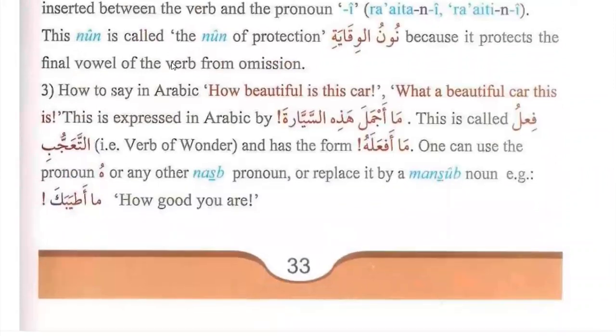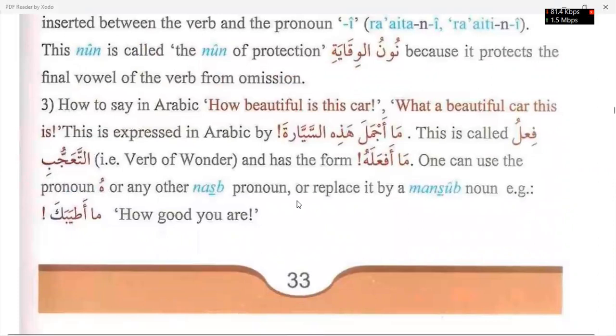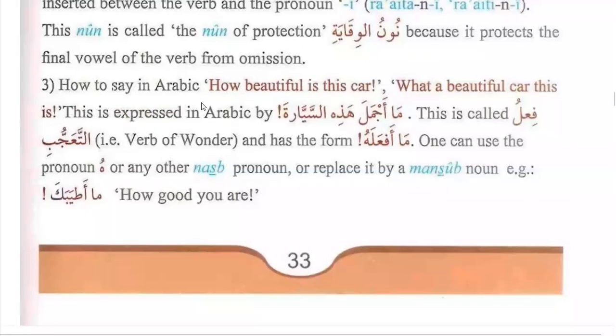Next, we have fi'l at-ta'ajjub. Whenever we are amazed at anything, we use this form: ma plus af'ala pattern. So you need to remember this af'ala. When you are amazed with something, you will use this pattern and the thing will be mansub. Satya, read this point. How to say in Arabic, "What a beautiful car this is"? This is expressed in Arabic by ma ajmala hadhihi as-sayyarata. This is called fi'l at-ta'ajjub.